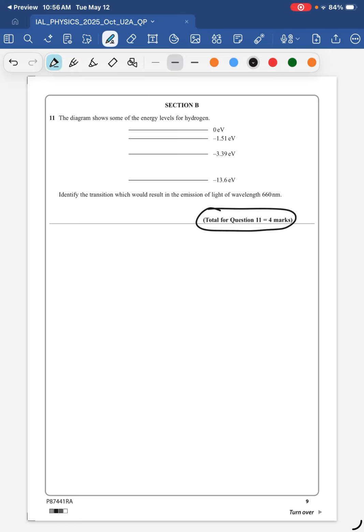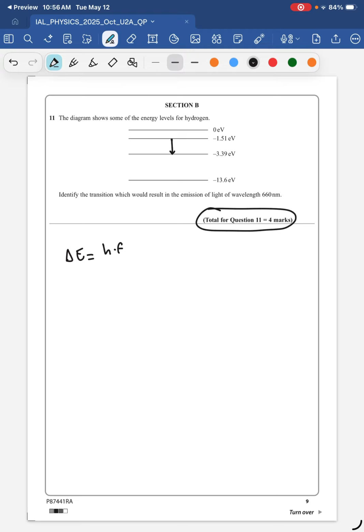So problem 11. The diagram shows some of the energy levels for hydrogen. Identify the transition which would result in the emission of light of wavelength 660 nanometers. So the energy difference would be equal to h times the frequency. If I get a transition from this level to this level, I think that's the answer actually. I did it instinctively though.